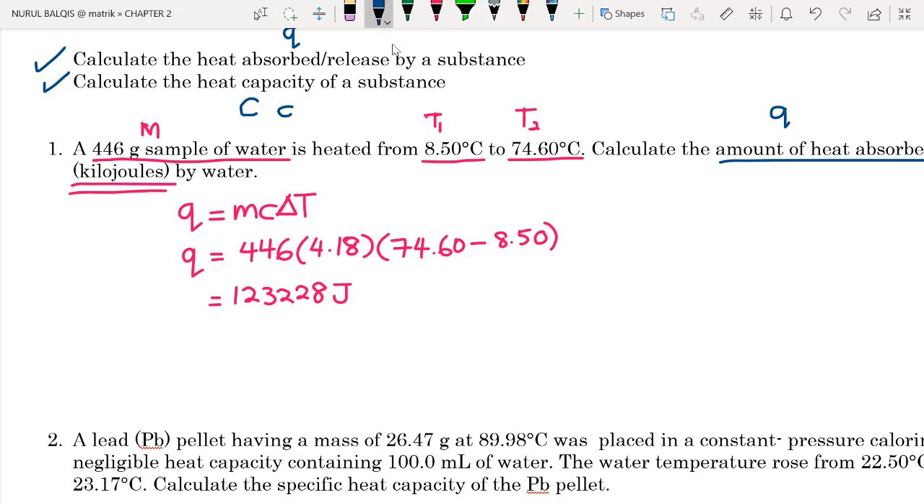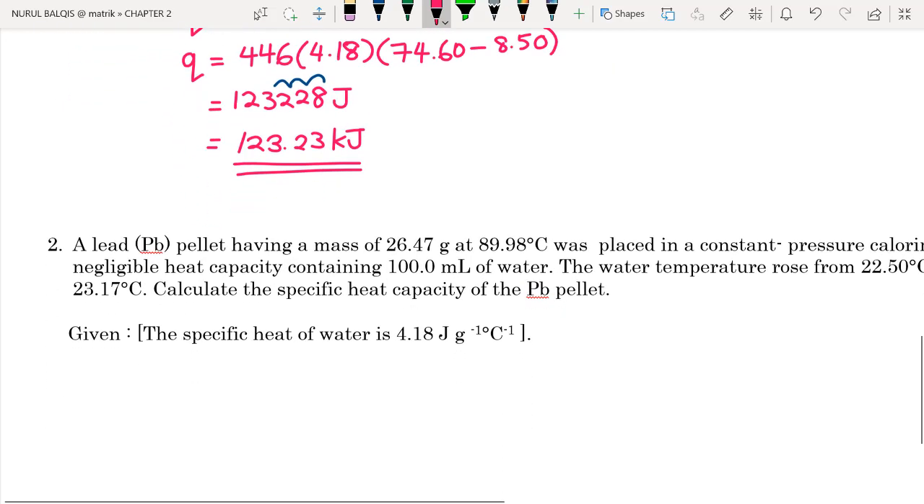kilojoule by dividing by 1000. So our final answer would be 123.28 kilojoule. So this is going to be our final answer for question 1. Let's proceed to question 2.